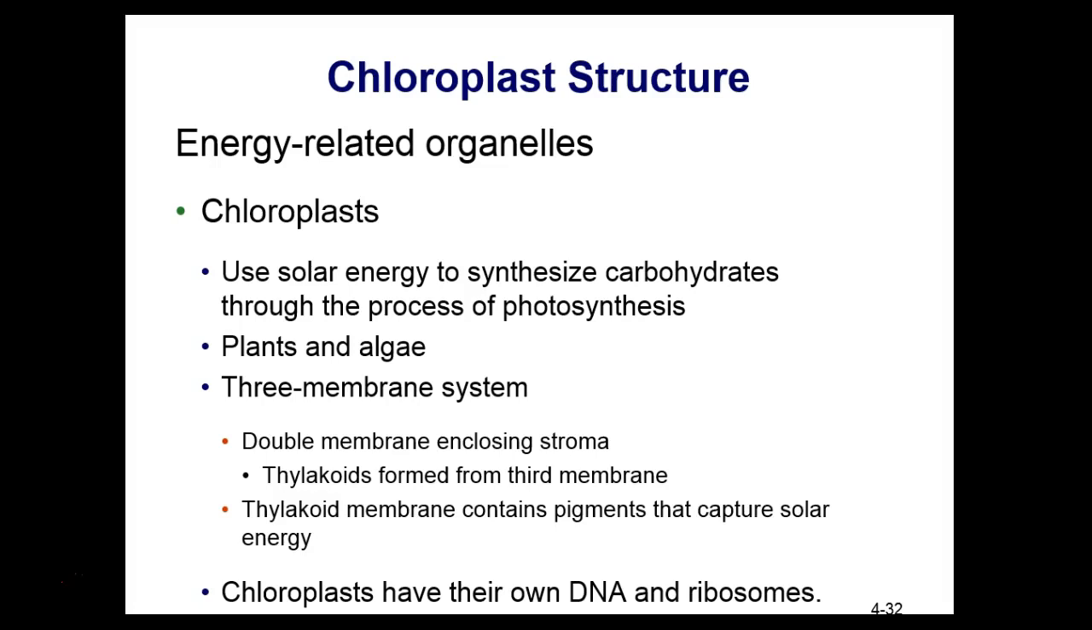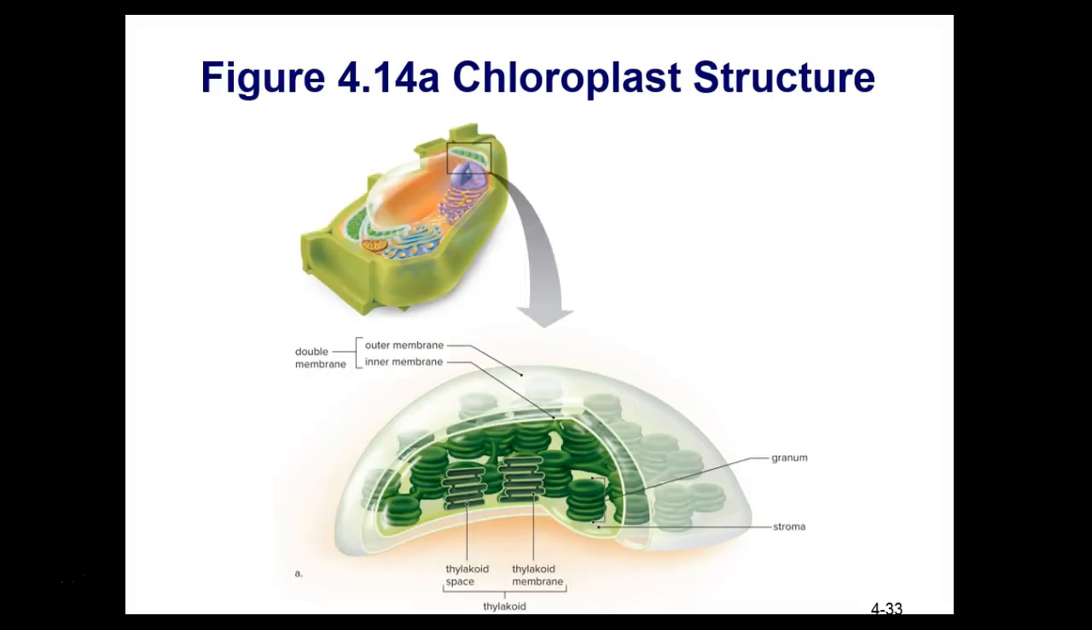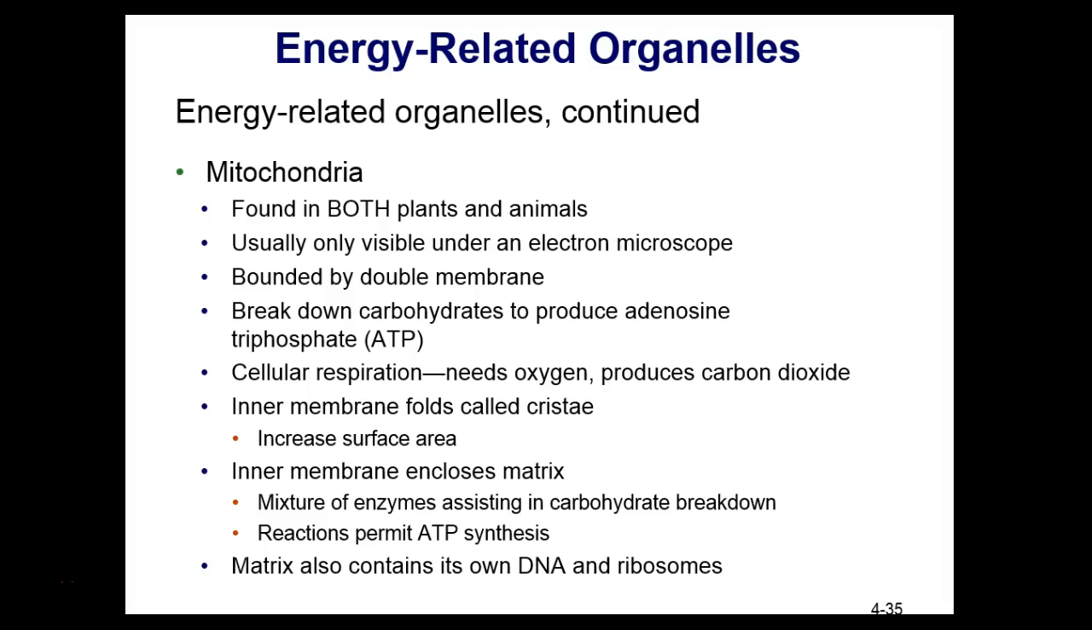Energy-related organelles, guys, are chloroplast and mitochondria. Mitochondria, of course, is often referred to as the powerhouse of the cell. Okay, this one right here is very, very important. The mitochondria has to have ATP in order to do work. All the cellular work that occurs in our bodies is done by the mitochondria, which requires ATP.